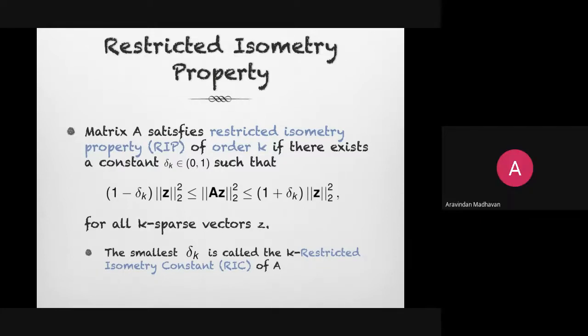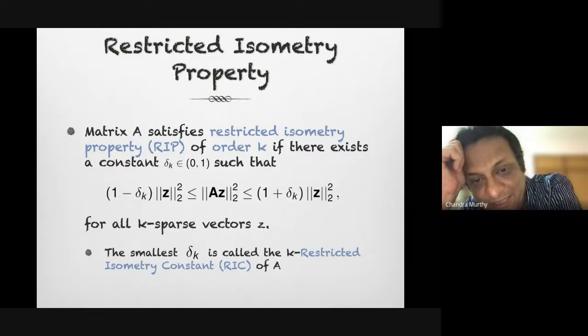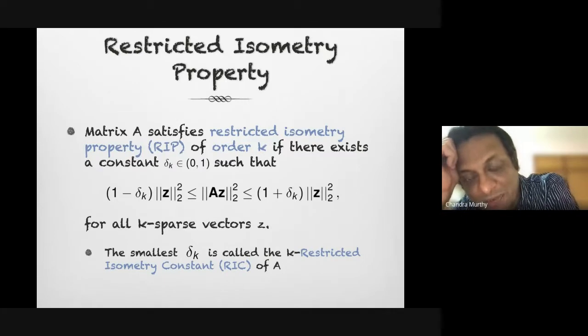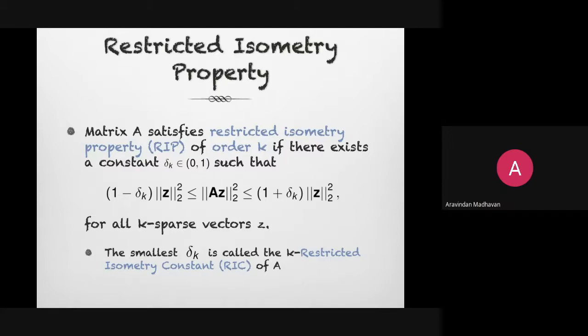And so, in fact, given a matrix A, you don't know what its delta K is. And if you want to find its delta K, that by itself is an NP hard problem. And if you don't know whether your matrix satisfies this restricted isometry property, then how will you give guarantees on recovery? Okay, so if we cannot find delta K, it is NP hard, then in what way can we find out the bounds?